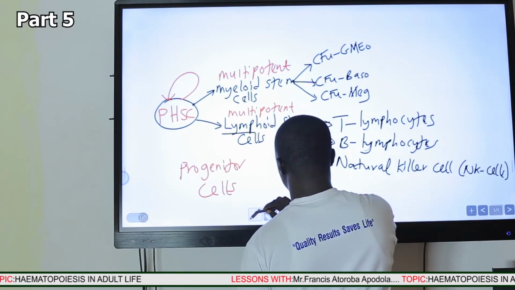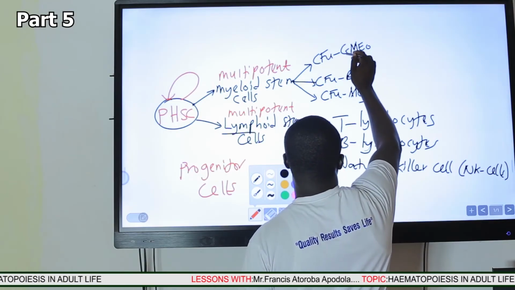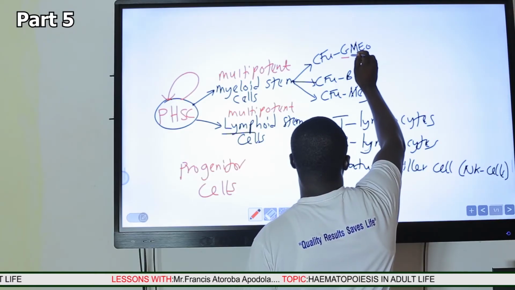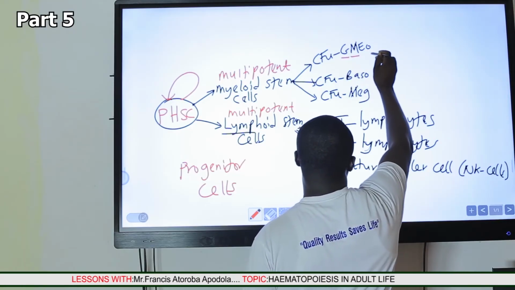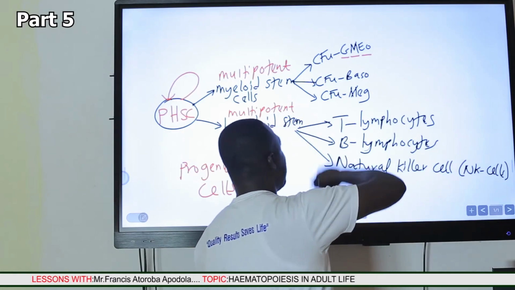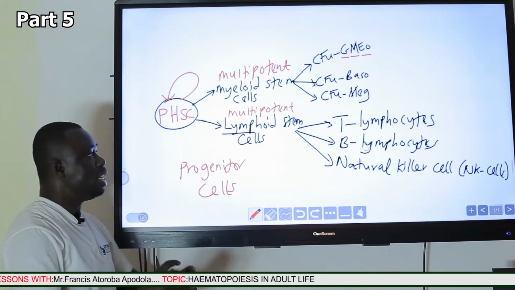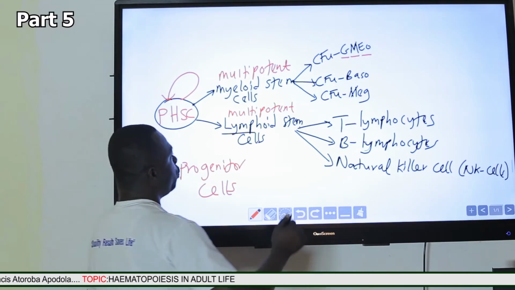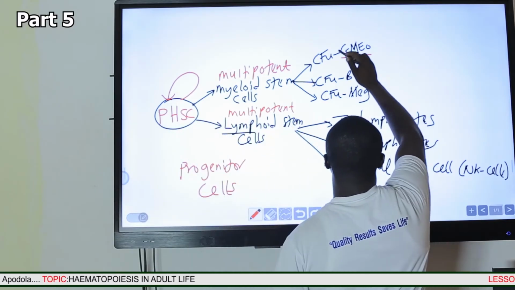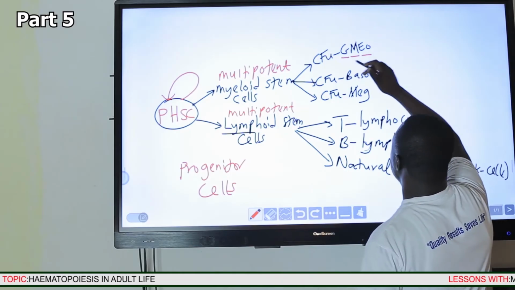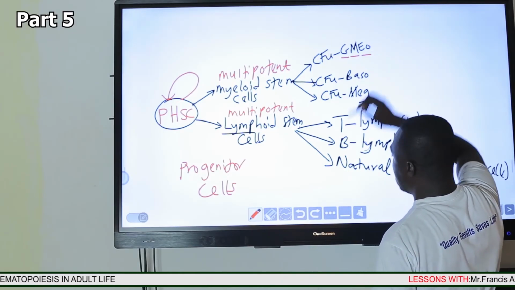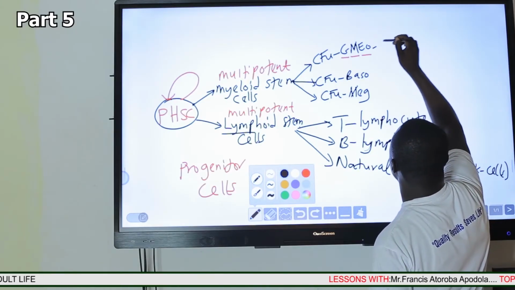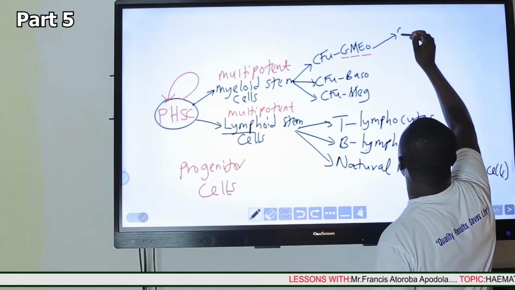So the colony forming unit is a colony comprising hematopoietic stem cells that will give rise to granulocytes, monocytes, and eosinophils. Hematopoietic stem cells of granulocytes are in the colony, those of monocytes are in this colony, and those of eosinophils are part of the colony. So a collection of hematopoietic stem cells is called a colony forming unit. This cell has multiple potential, so it will undergo further differentiation to form colonies.